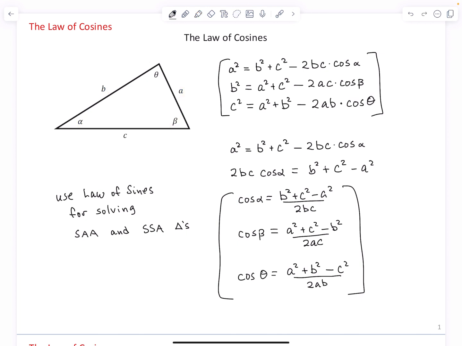Now related to SSA are SAS triangles. This is when you know 2 sides and the angle between them. So wrapping around in order, we would have a side and then an angle and then a side. We discuss SAS triangles on the next page.